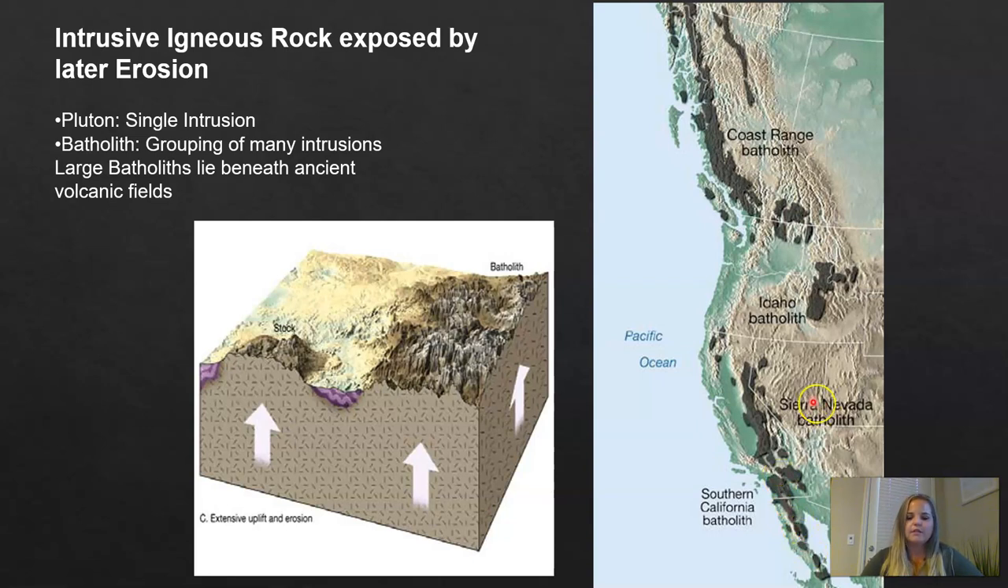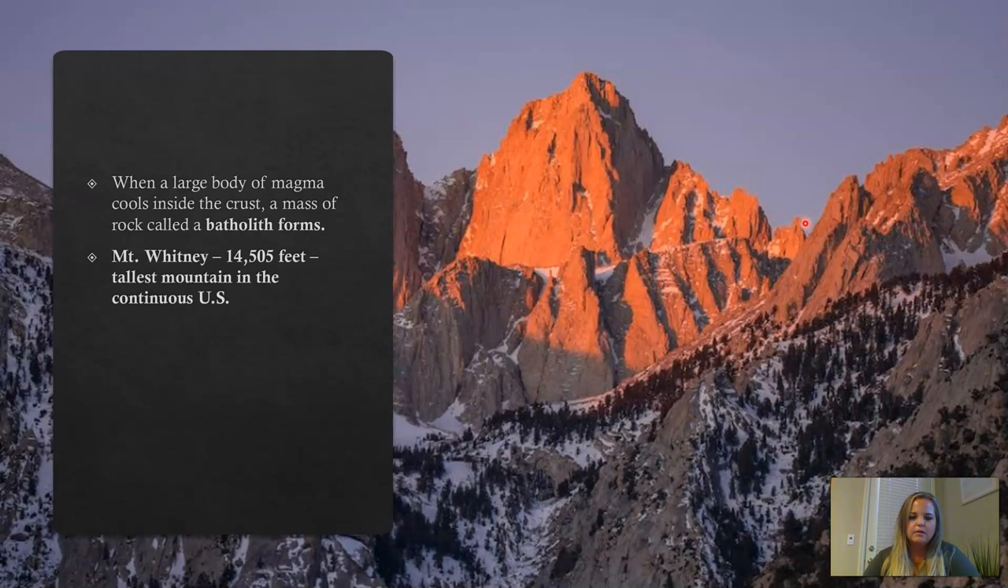So we have the Sierra Nevada batholith, which you may be semi-familiar with because you know where the Sierra Nevadas are, right? Where Yosemite is. Yosemite is part of that batholith. There's the Idaho batholith, and there's the Coast Range batholith in Canada. Okay, so Mount Whitney is part of this batholith.